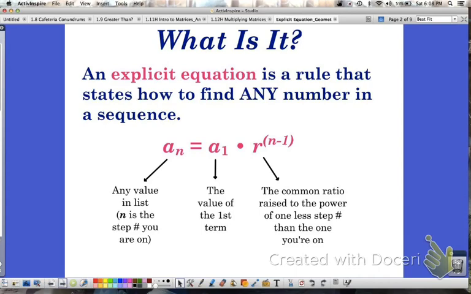You have a sub n, which represents any value in the list, where n is the step number you're on. It's equal to the product of a sub 1, which is the first term, the value of the first term in your list, and the common ratio raised to a power. And the power it's raised to is one number less than the number that you're on.